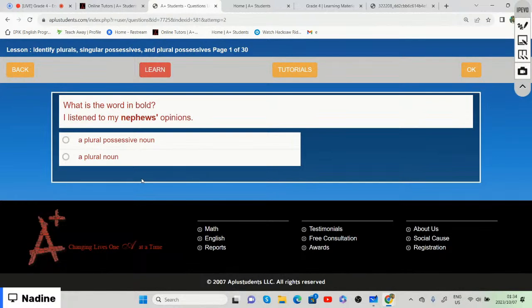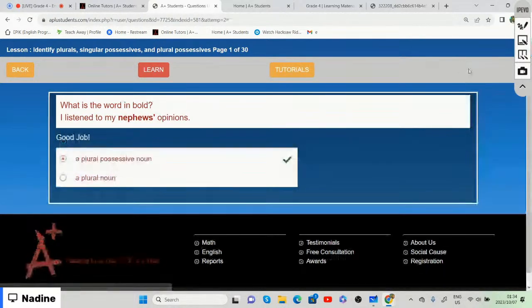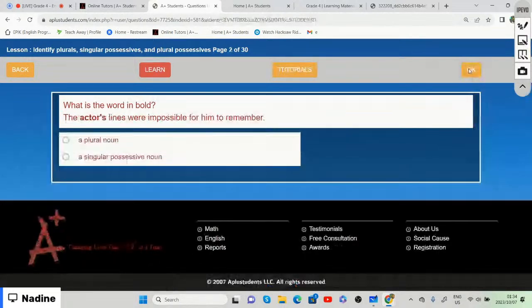All right, so if we choose the correct word, we're going to say that nephews, with the apostrophe at the end, refers to more than one. It is a plural possessive noun because nephews is already plural, and the apostrophe at the end shows possession. So option 1 is correct. Well done.